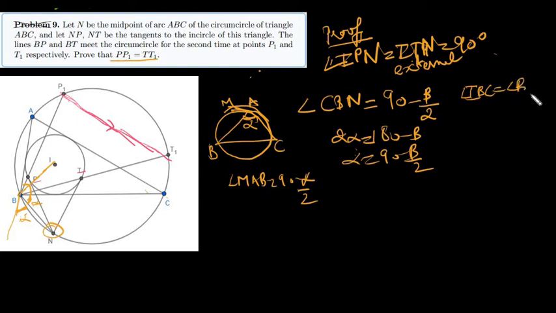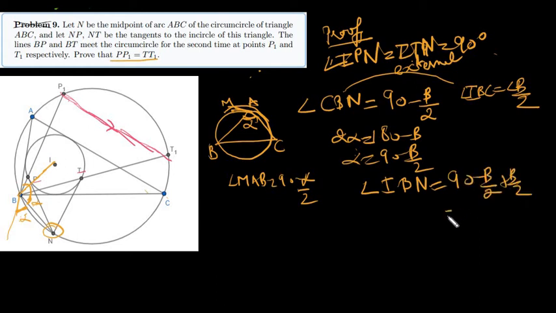But IBC is equal to angle B over 2, right? Because by definition, it's the angle bisector of the angle B. So the sum of these two, which is angle IBN, is now 90 minus B over 2 plus B over 2, which is equal to 90 degrees. And so we have shown that I, P, B, N, and T is cyclic. So this part is done.